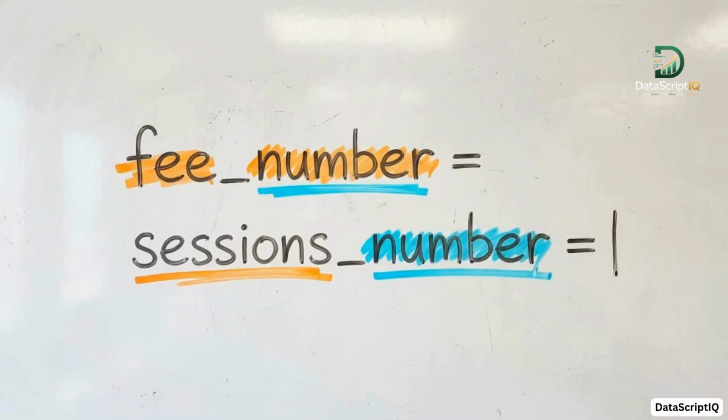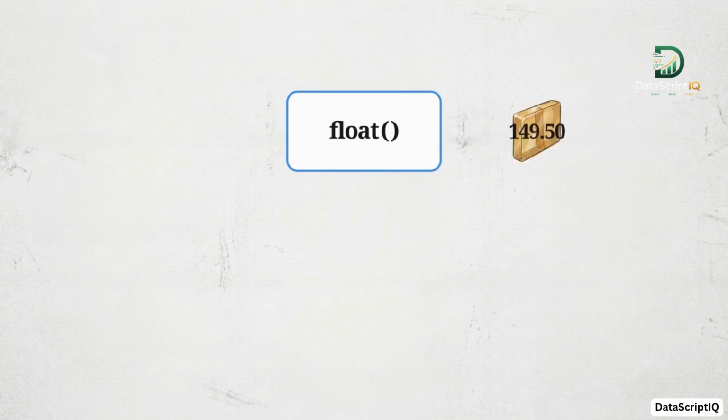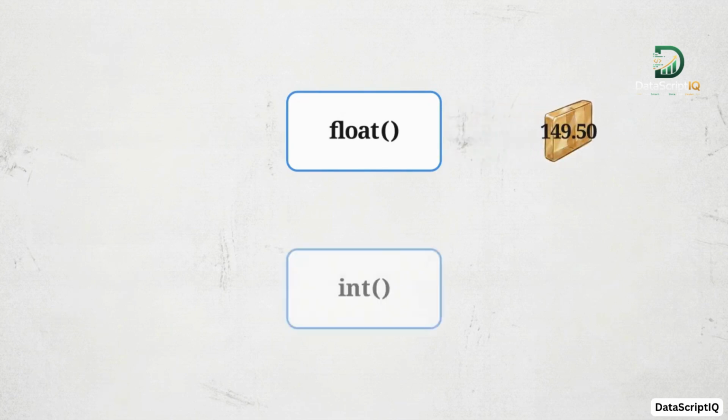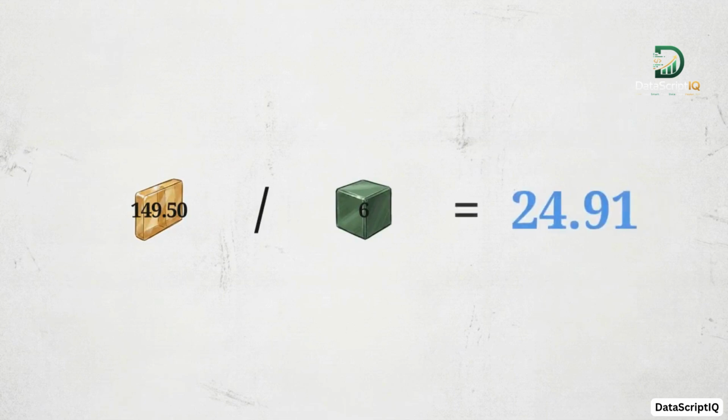To find the cost per session, we need to create new variables that Python can use for calculations. Use the float function for the course fee to keep the decimal values intact. For the session count, use the int function to turn it into a whole number. Now we can divide the new float variable by the integer variable to find the exact fee for each session.